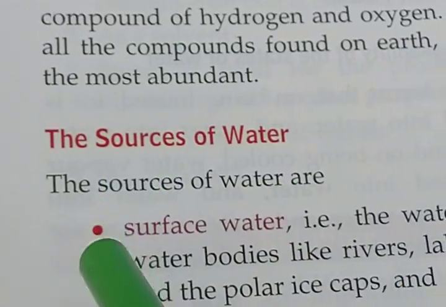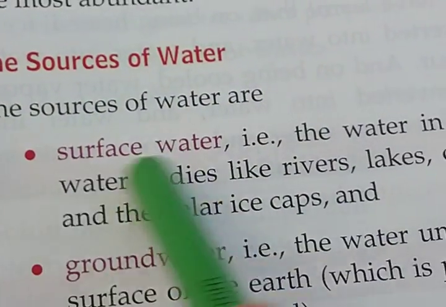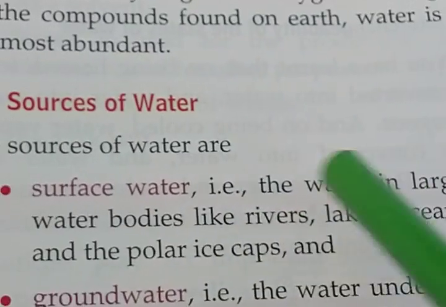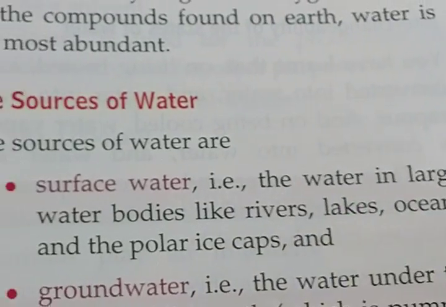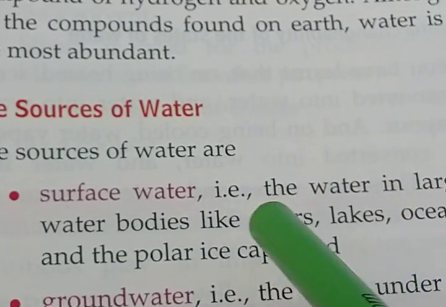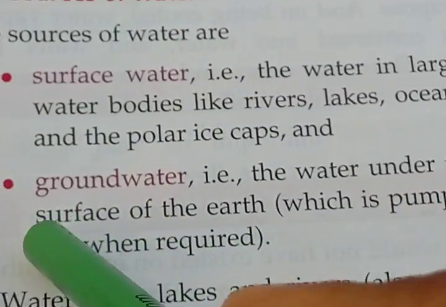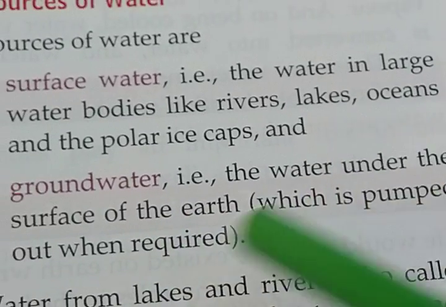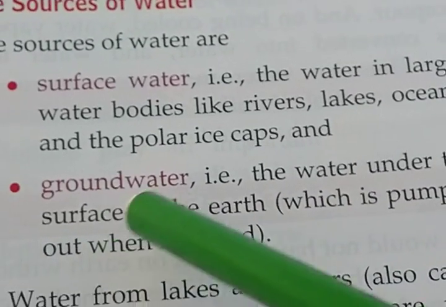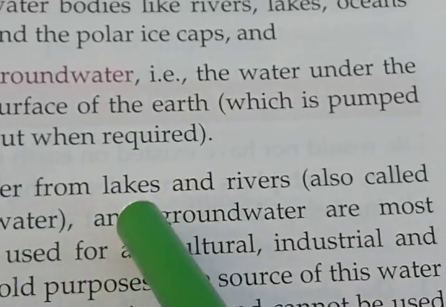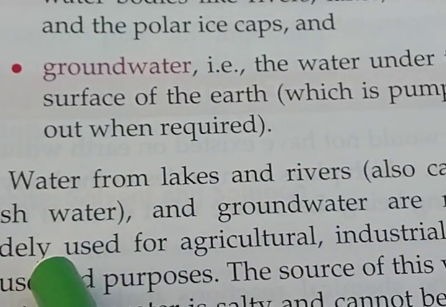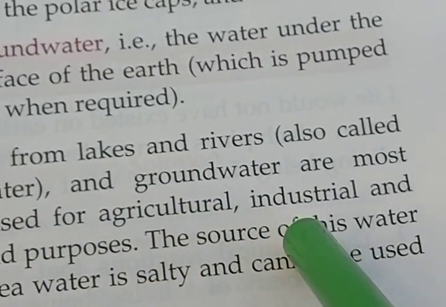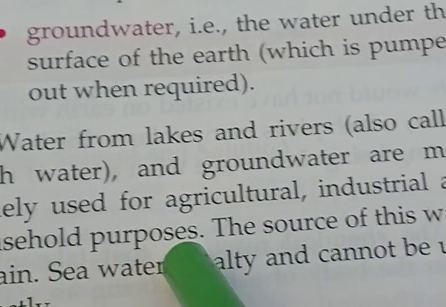Now, sources of water. The sources of water are surface water and groundwater. Surface waters are normally the water in large water bodies like rivers, lakes, oceans, and the polar ice caps. These are the sources of surface water. And groundwater is the water under the surface of earth, which is normally pumped out when required. Water from lakes and rivers, also called fresh water, and the groundwater are most widely used for agricultural, industrial, and household purposes.